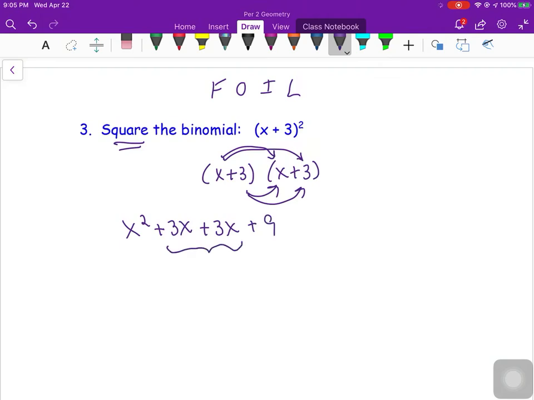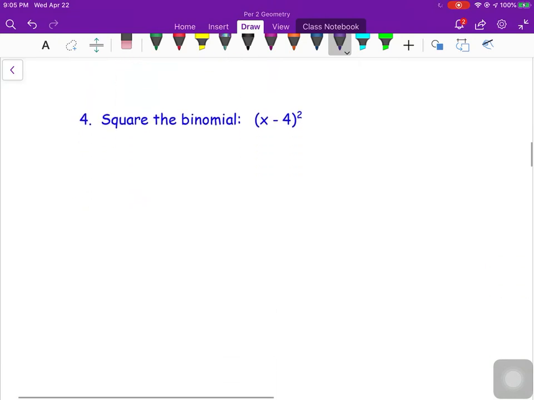And as we saw in the problem before this, we have like terms in the middle. X squared plus 6x plus 9. Squaring anything means to take it times itself. Let's practice another one of those.